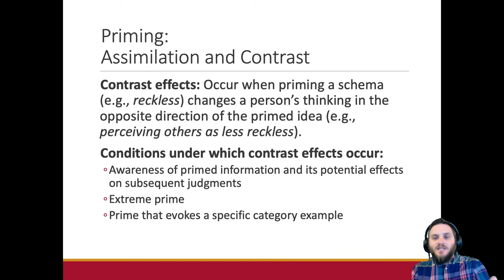Okay? So conditions under which this occurs, awareness of primed information, it's a potential effect. So if you're going to do a priming study, you really have to make sure that you are deceiving your participants in an ethical way, of course, but you're deceiving them. They don't actually get any demand characteristics for what it is that you're trying to measure. That's very important. It might occur when you're trying to do extreme primes. So I have an example for you. And if the prime evokes a specific category example.